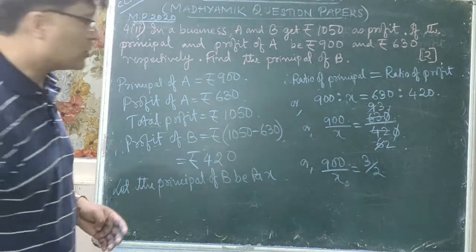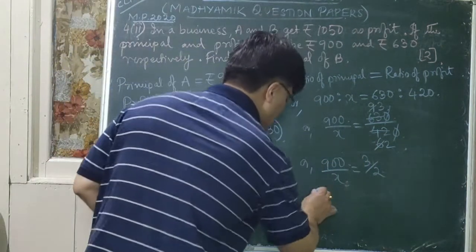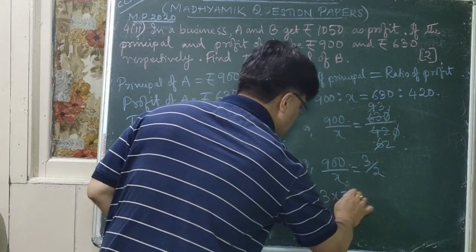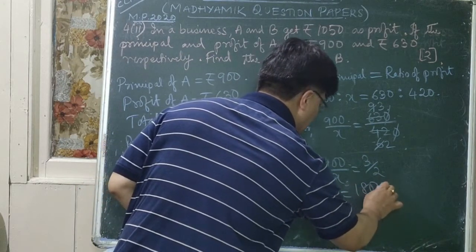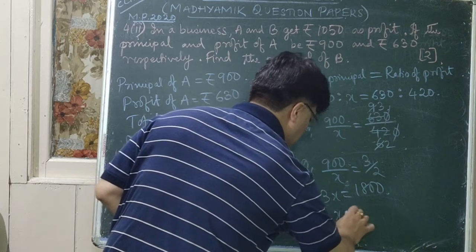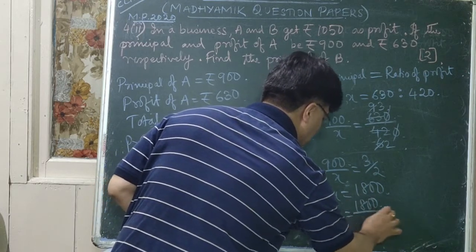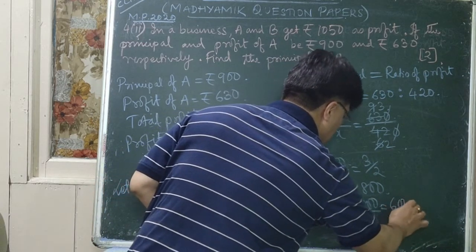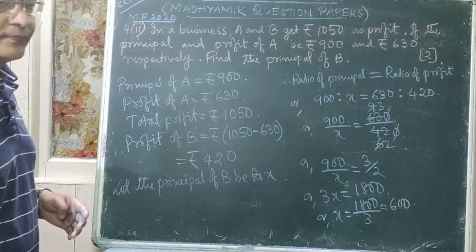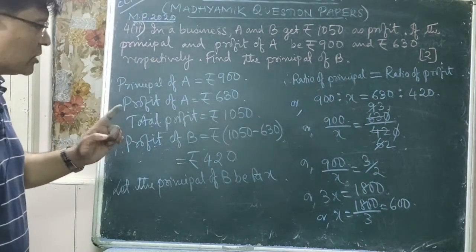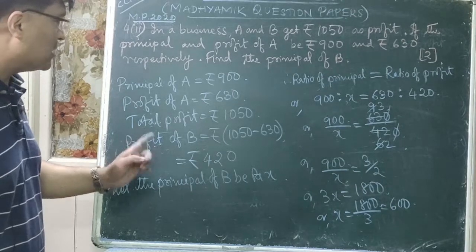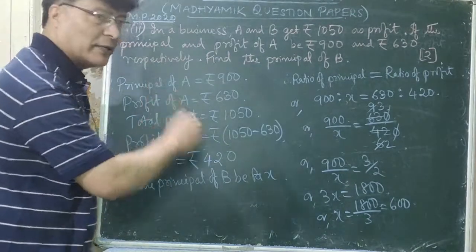I think you have understood it. Then you can do cross multiplication. So 3X is equal to 9 2s are 1800, or X is equal to 1800 divided by 3, which is equal to 600. Is that clear? What is this 600? X is equal to 600. X is the principal of B.